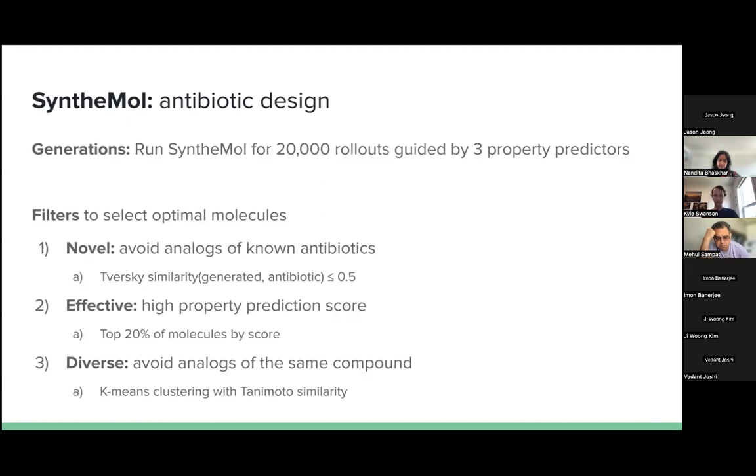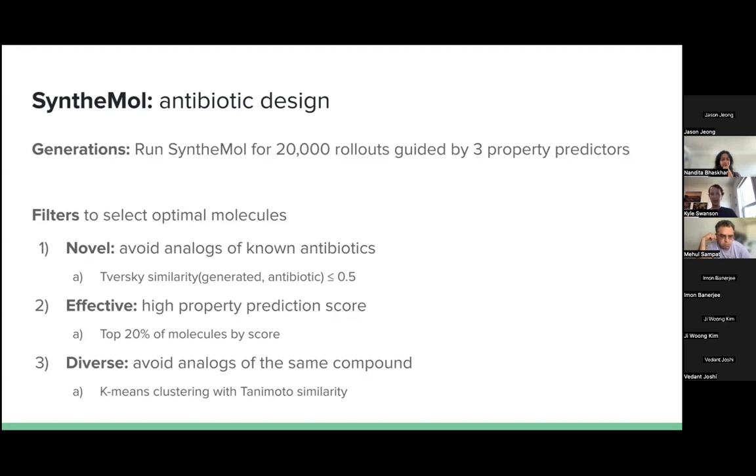Once we've done that novelty filtering, we can then do filtering on predicted efficacy. We can look at the property prediction scores on each of our generated molecules, and we'll only keep the generated molecules that are most likely to be effective against the bacteria. The actual threshold here was a bit of a heuristic. It just felt to us that if we looked at the top 20% of molecules by predicted antibiotic efficacy, that would get us in a good range. And you could certainly tweak this depending on how much you want to prioritize effectiveness here.